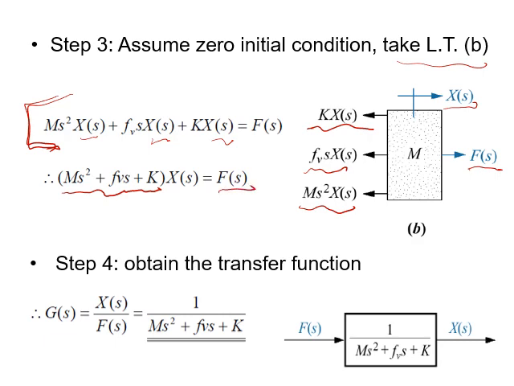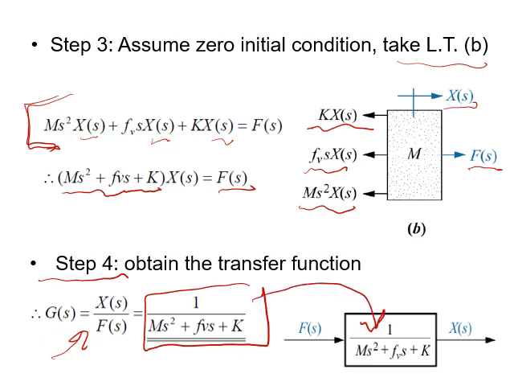Rearrange the equation in step number 4. Rearrange the equation to put it as output over input. That means X(s) over F(s), as you see here, results in this value, which is the transfer function representing the system. To remind you, the transfer function is the mathematical expression describing the system for control system applications, where the input is the force and the output is the displacement.